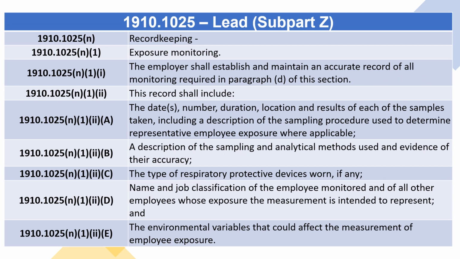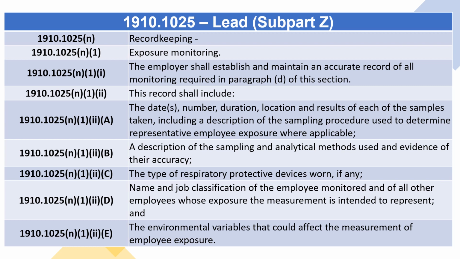1910.1025(n) Recordkeeping. (n)(1) Exposure monitoring. (n)(1)(i) The employer shall establish and maintain an accurate record of all monitoring required in paragraph (d) of this section.